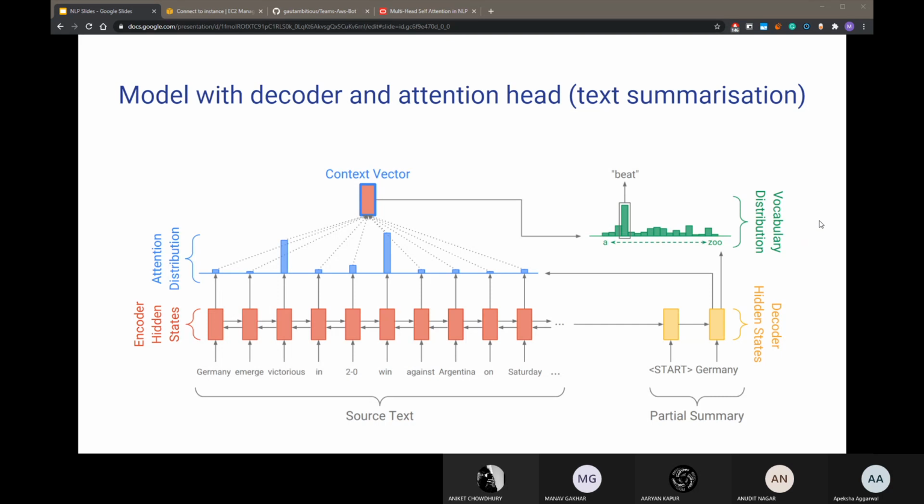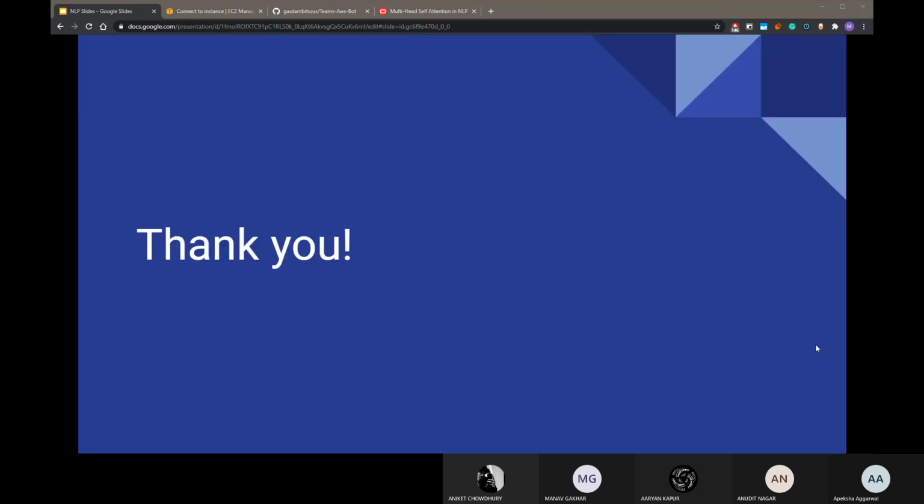We have two important distributions here. One is the local distribution, which is made by the attention head and tells us which words are important from an input sentence. This local distribution is further used to build the global distribution, which tells us the probability of relevance of the output according to all the words in the vocab. So this helps us in text summarization, and I think that's it. Thank you.